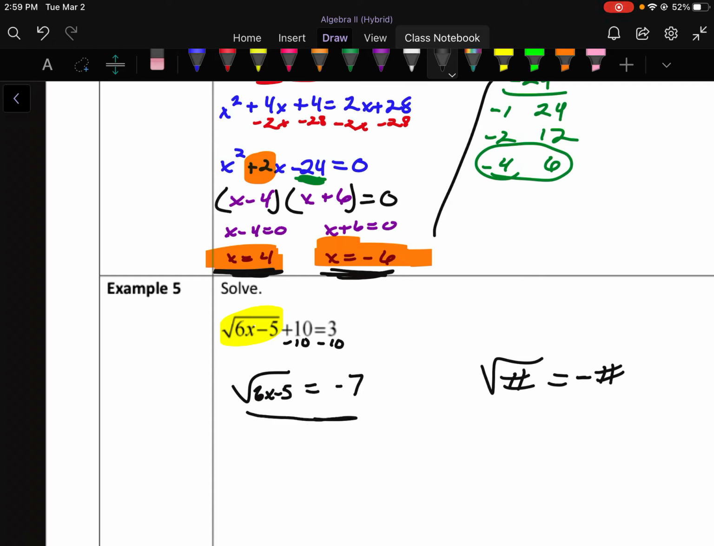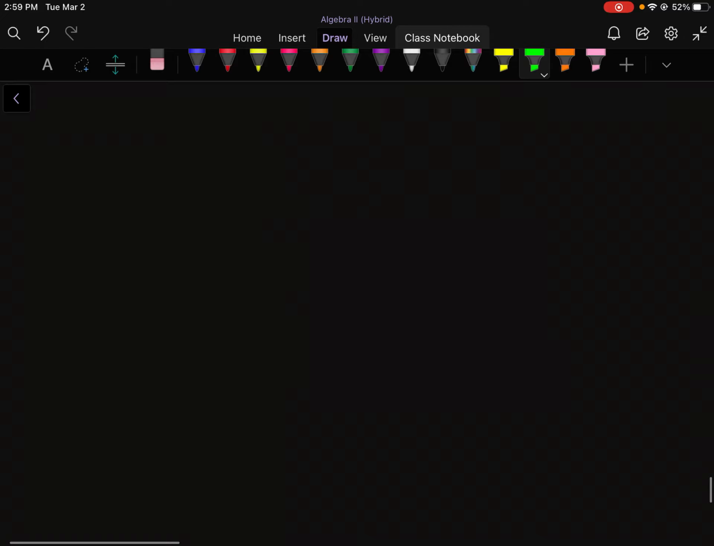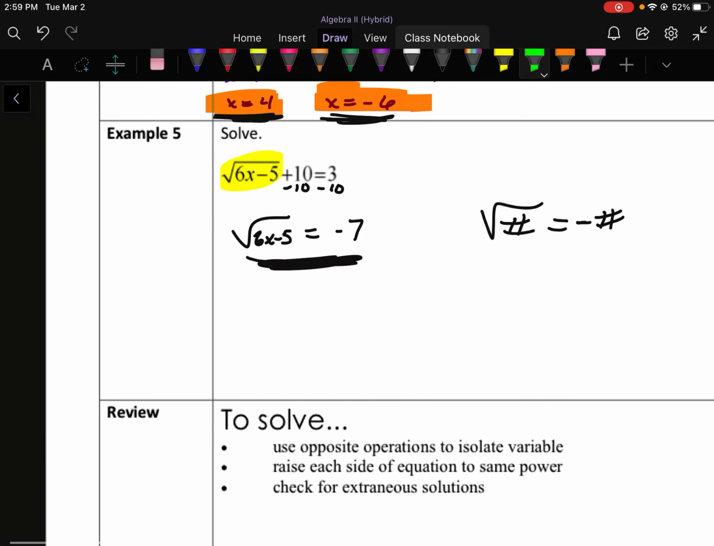So that means in this case right here, no matter what I do on the left side, I can't plug any values in and get this negative 7 out. It's just not going to be possible. So therefore, this would be, well, I guess we're going with the highlighter, no solution.